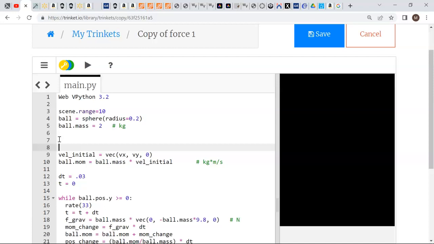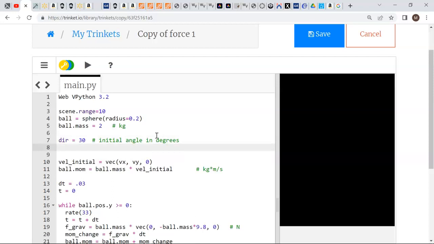Now, usually when we're talking about throwing something, we don't say, oh, I've thrown it with so much horizontal and so much vertical motion. Usually we think in terms of a speed and a direction. So we have the direction equals, and this is going to be some angle, let's say 30 degrees, initial angle in degrees. And we need to give it some initial speed. Speed equals, once again, let's go with 10 meters per second.